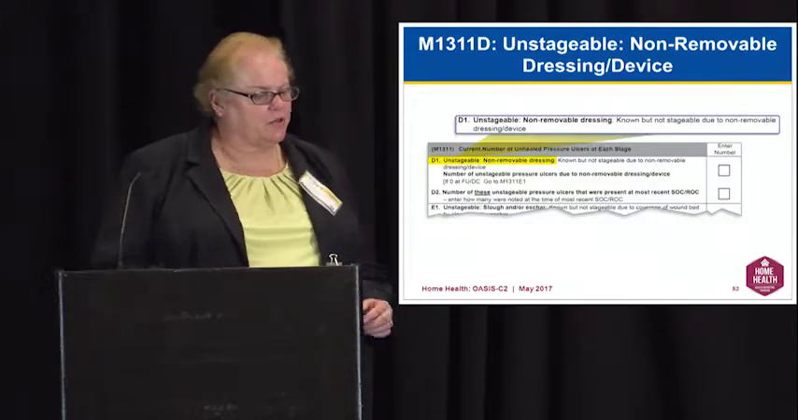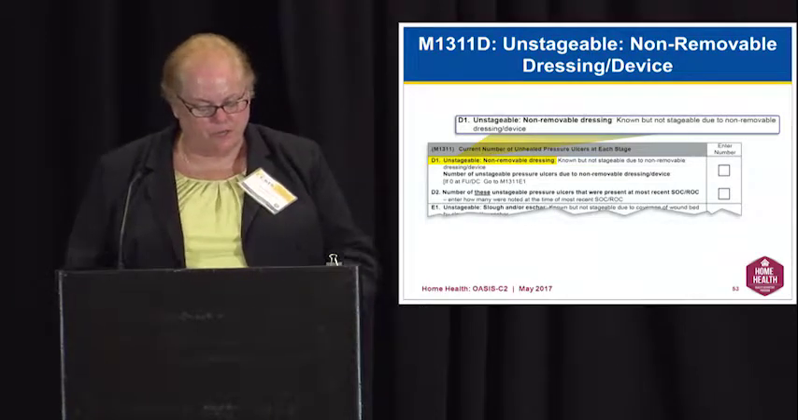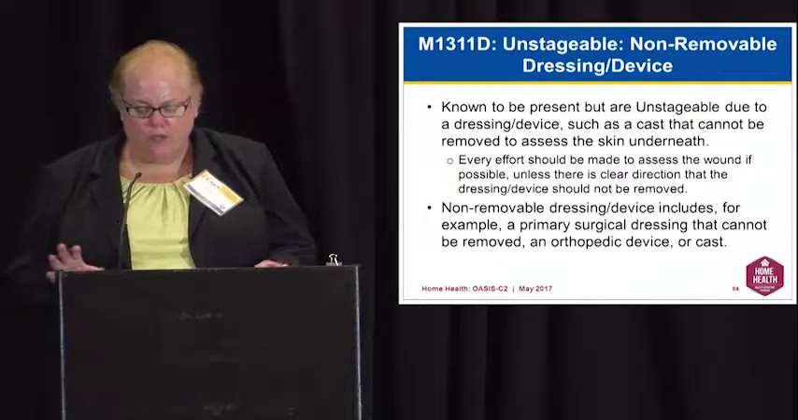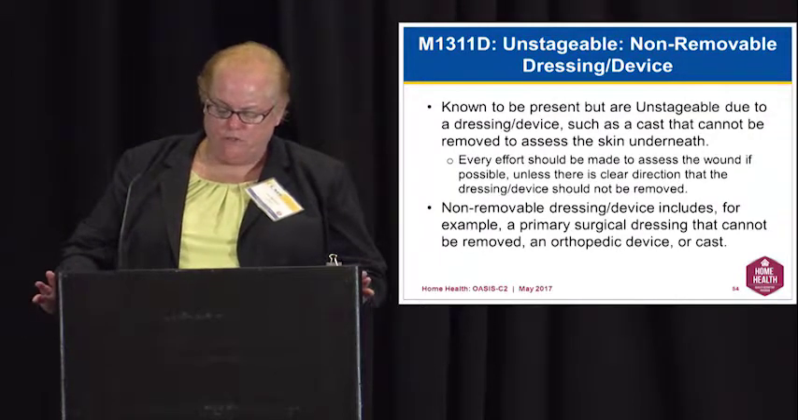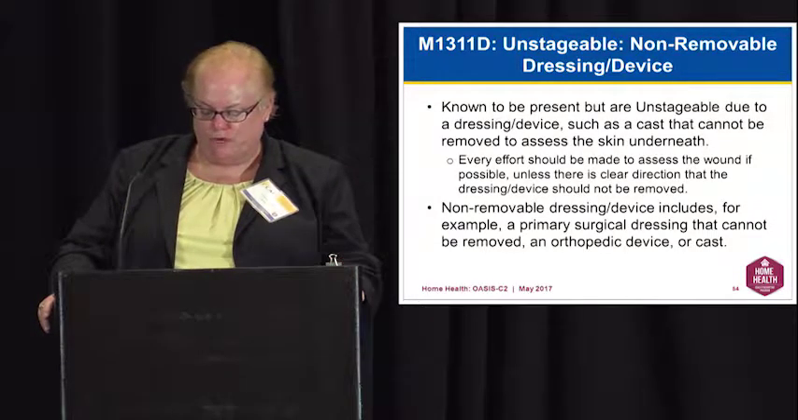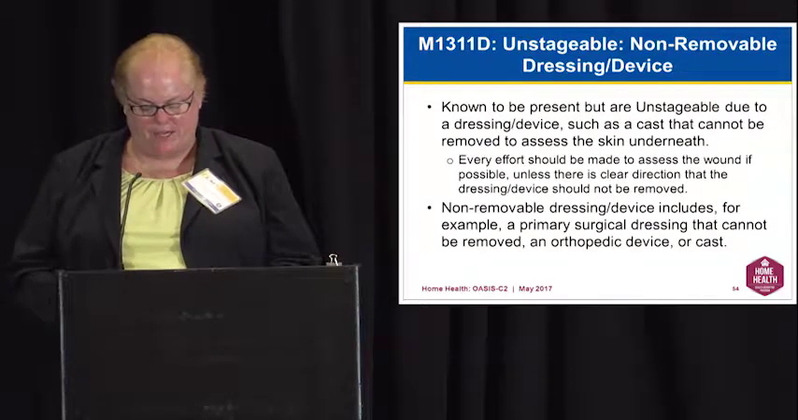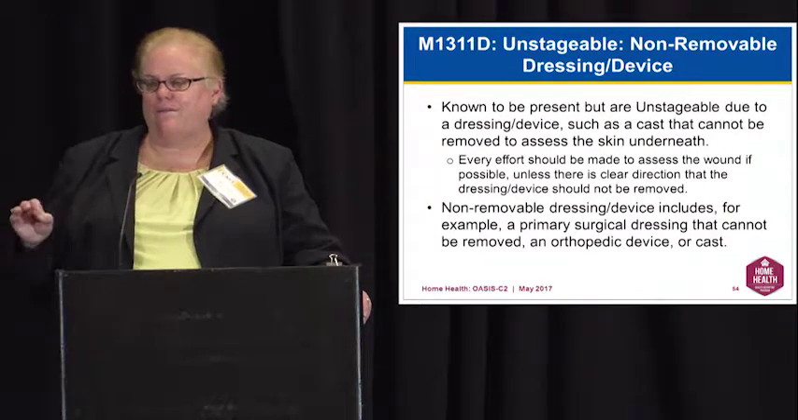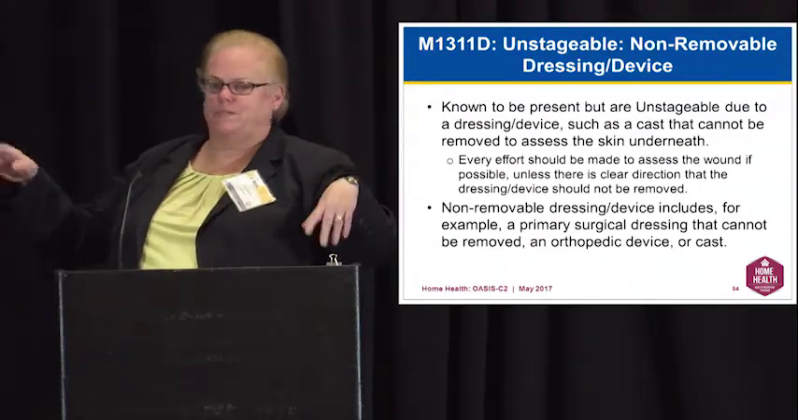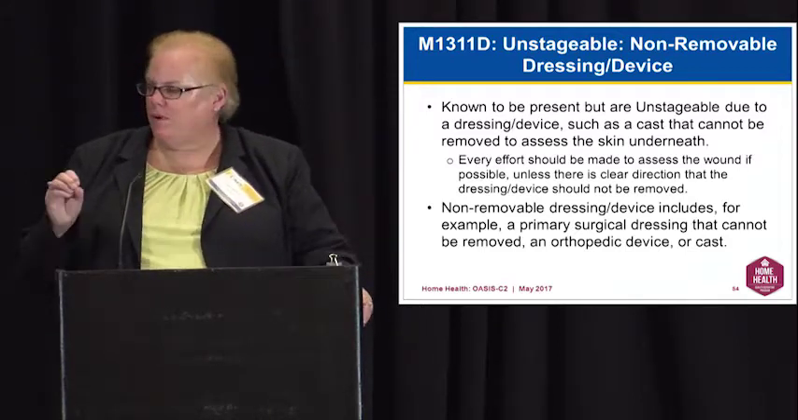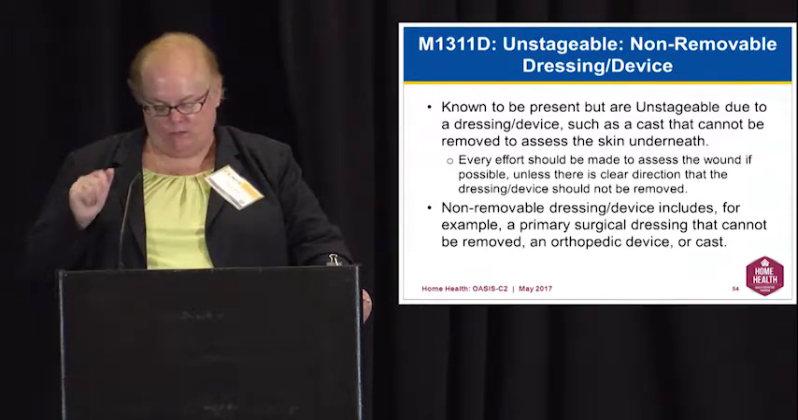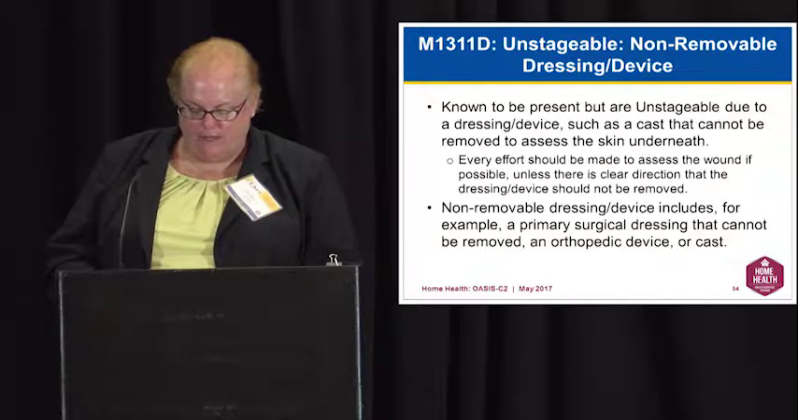Okay. Now we're going to start to get into some of the unstageables. So we have unstageable due to non-removable dressing or device. What we want to code here is when there's known to be an ulcer present, but it is unstageable due to a dressing or device such as a cast that cannot be removed to access the skin underneath. Caveat, because this came up in previous trainings. This is not to say, they have a dressing, it's not due to be changed today, so I'm not going to do it. You really want to make every effort to get in there and take a look at the wound that you're dealing with, if possible.